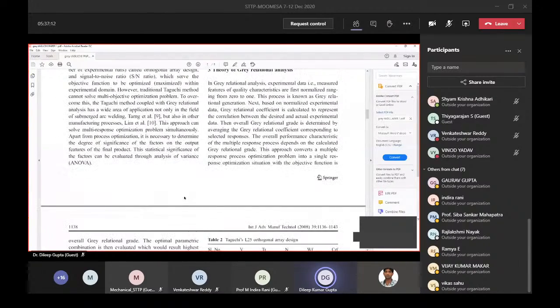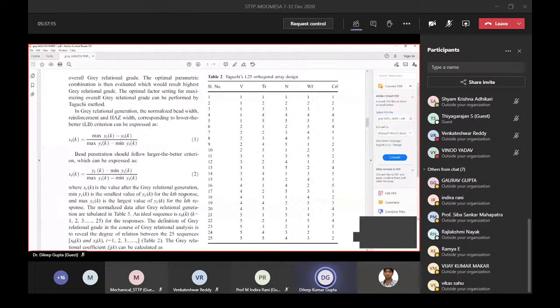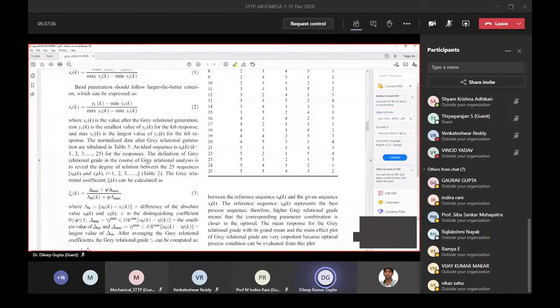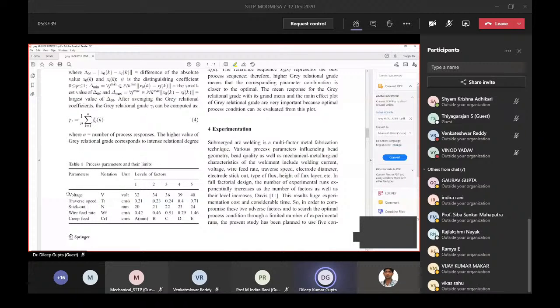you can see there are 25 sets of experiment designed. Now this experiment is clear here. In this table you can see table number 2, right? Yes. This table number 2, here they have used 5 parameters, operating parameters. One is the list and range is given here. One parameter is voltage, transfer speed, stick out, wire feed rate, and creep feed. These are the 5 parameters considered here, right?